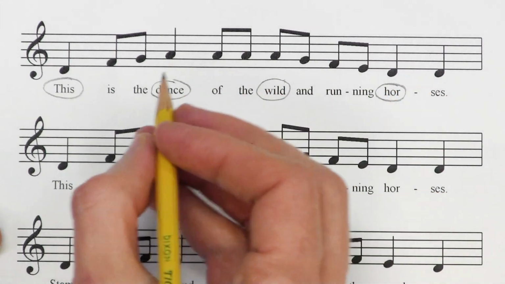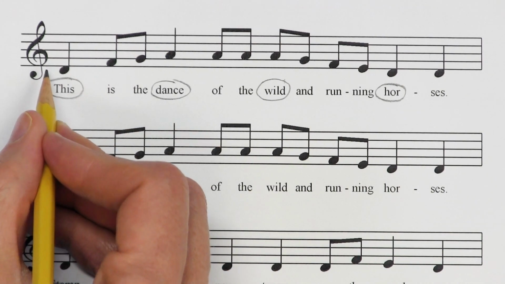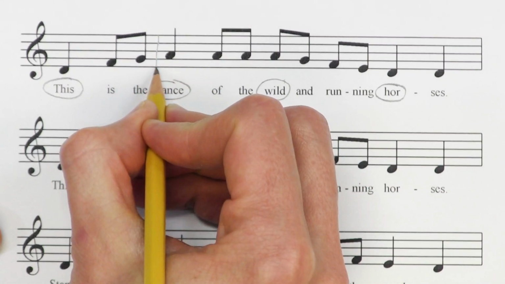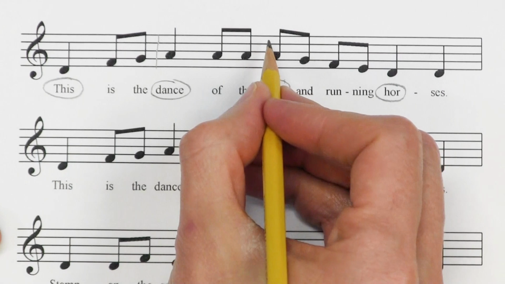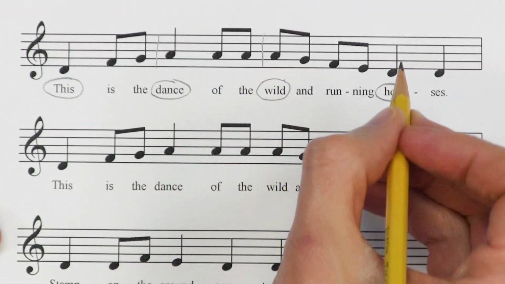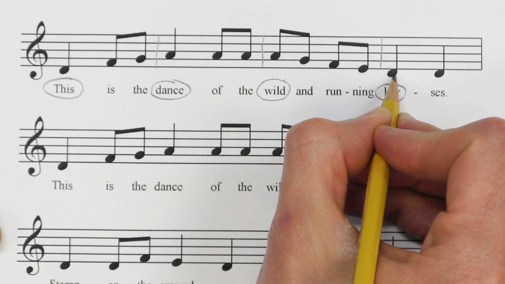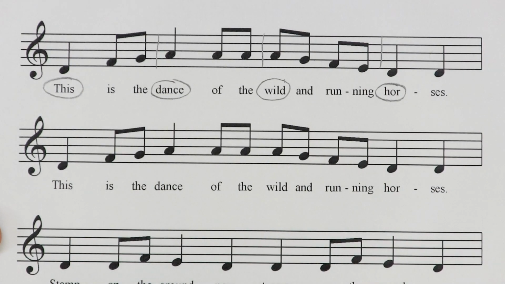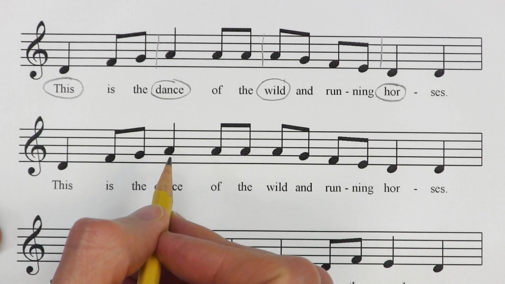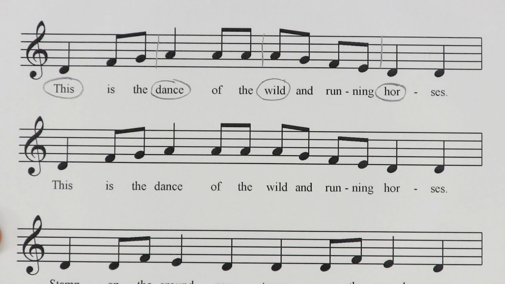Now I'm going to add bar lines. I'm not going to add a bar line here because it's traditional for the first strong beat to not have a bar line. But then any bar line after that will be placed before the strong beats. So we'll put one here before the note for wild, and we'll put a bar line here right before horses. Now we have our bar lines, and that will remind you where to play the chords. At home, see if you can add bar lines for the rest of the song too.